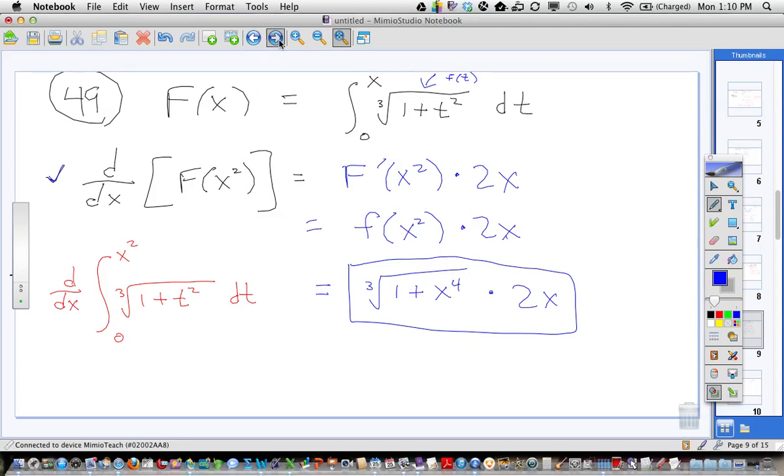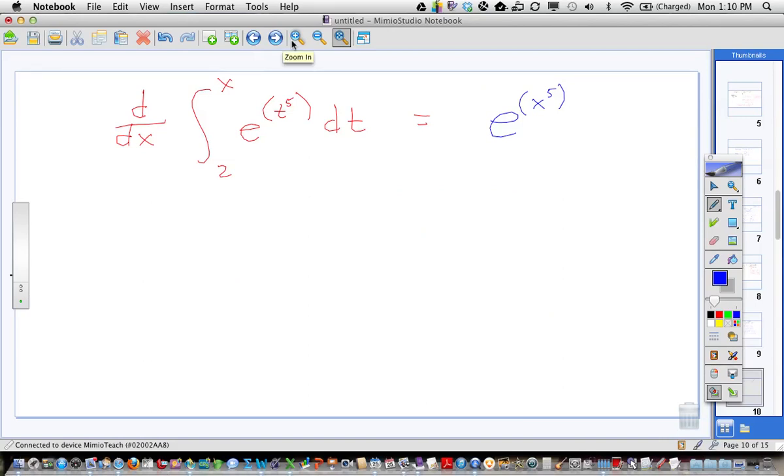Now in this problem, it's a lot simpler than that. We put an x in for the t, and we tack on the derivative of x. What's that? What's the derivative of x? 1. Yeah, so there's nothing to tack on. So it's really the same kind of thing.